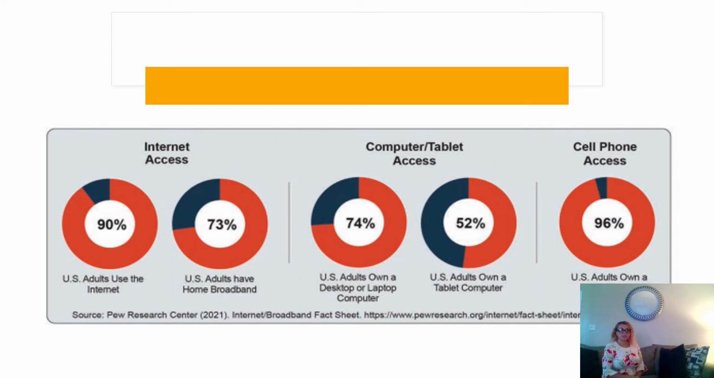Let's take a look at this chart with internet access. 90% of U.S. adults use the internet. 73% of U.S. adults have home broadband. Computer and tablet access. 74% of U.S. adults own a desktop or computer. 52% of U.S. adults own a tablet computer. With cell phones, 96% of U.S. adults own a cell phone.